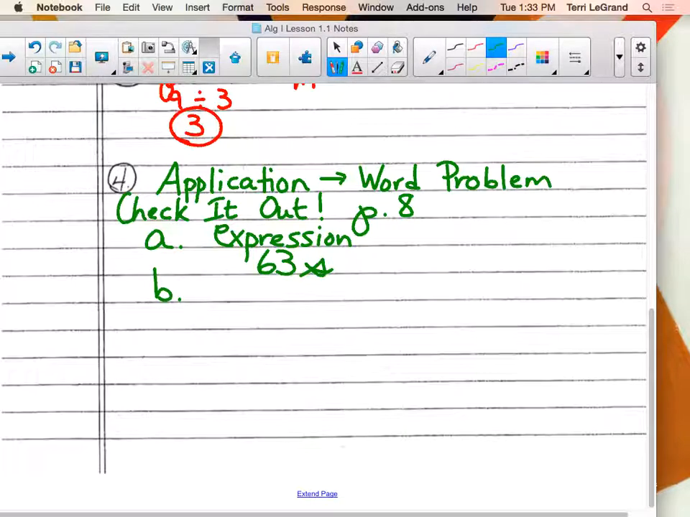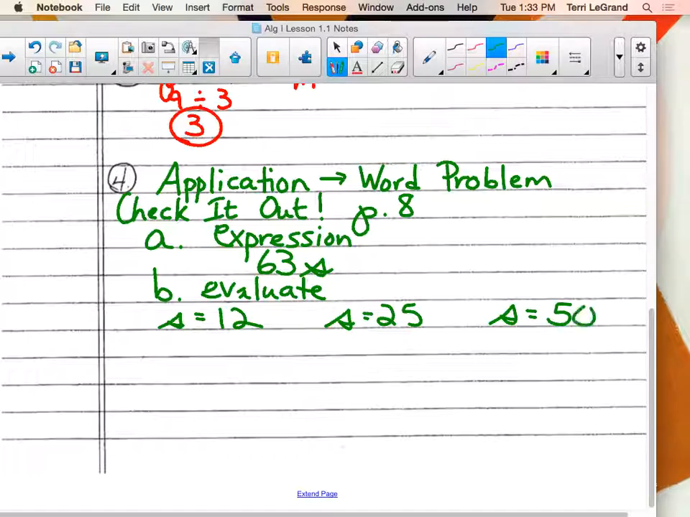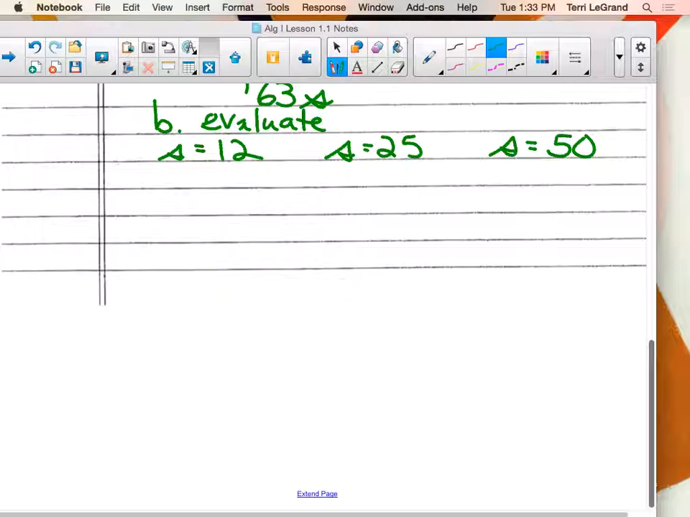B, we're going to evaluate. And we're supposed to evaluate it for when S equals what? 12. When S equals 25. When S equals 50. Okay, you can use your calculators. I'm going to do the math in my head because I didn't get to use calculators when I was in school. So 63 times 12.